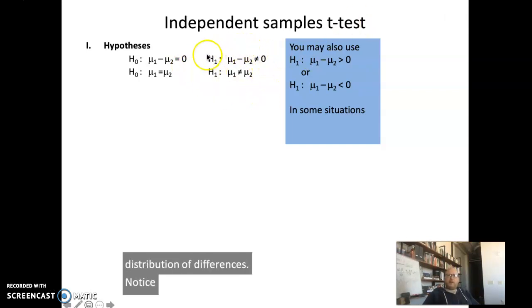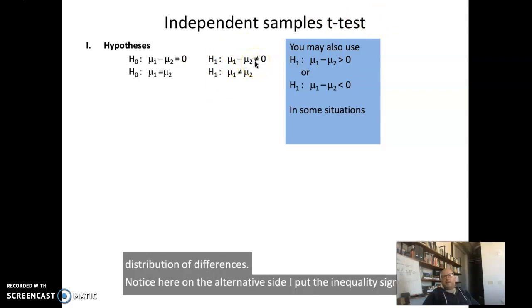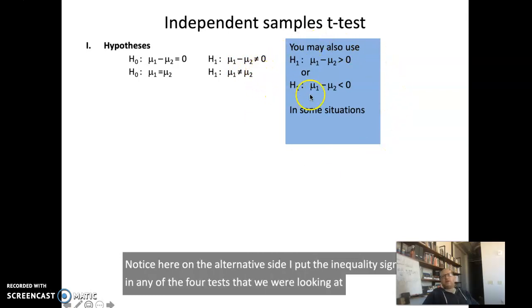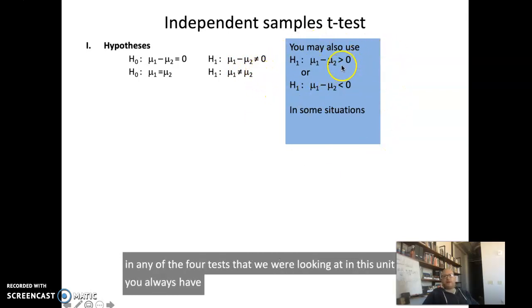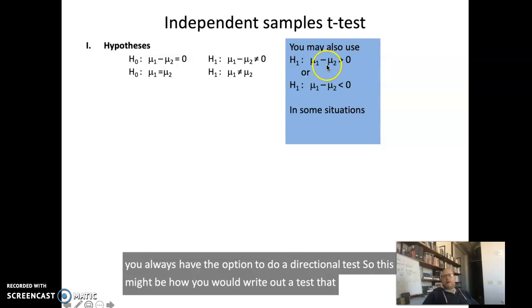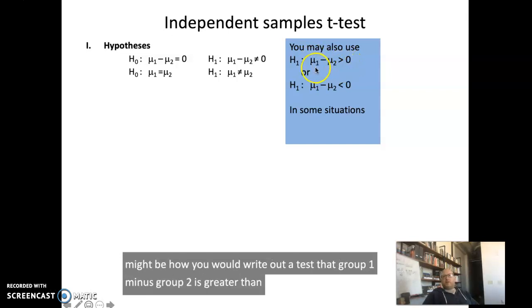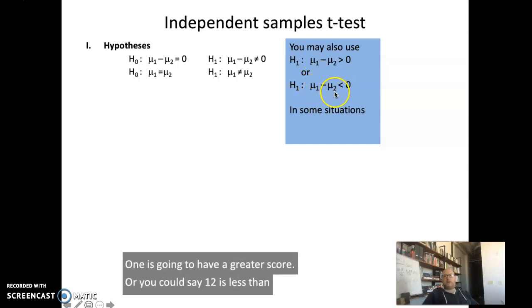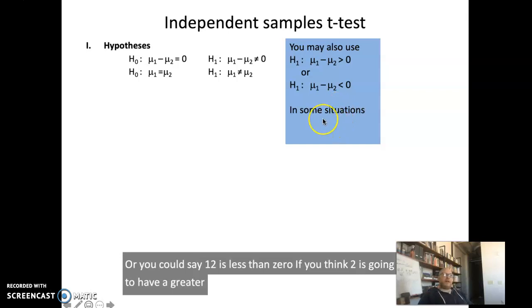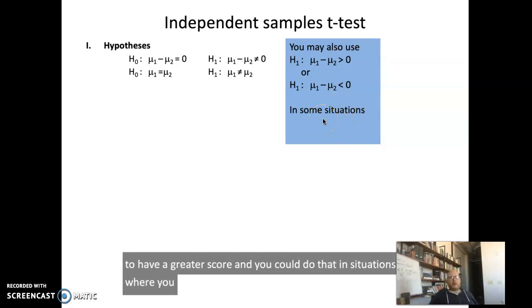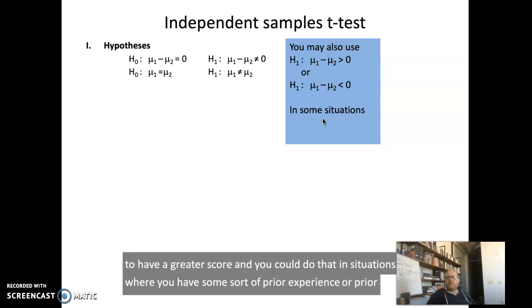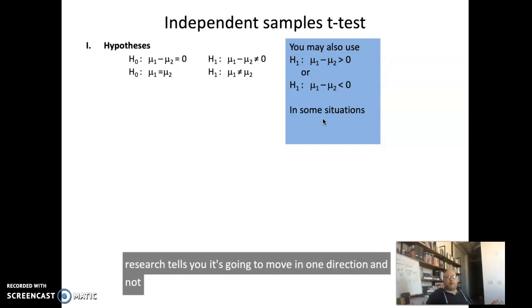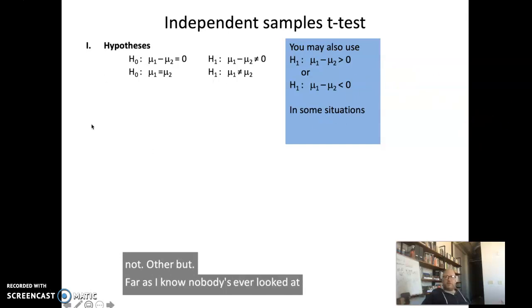Notice here on the alternative side, I put the inequality sign. And in any of the 4 tests that we were looking at in this unit, you always have the option to do a directional test. So this might be how you would write out a test that group 1 minus group 2 is greater than 0. That's if you think group 1 is going to have a greater score. Or you could say 1 minus 2 is less than 0 if you think 2 is going to have the greater score. And you can do that in situations where you have some sort of prior experience or prior research tells you it's going to move in one direction and not the other. But as far as I know, nobody's ever looked at leftist versus centrist before.